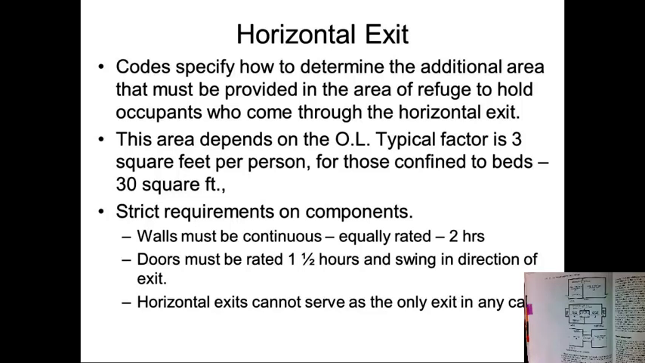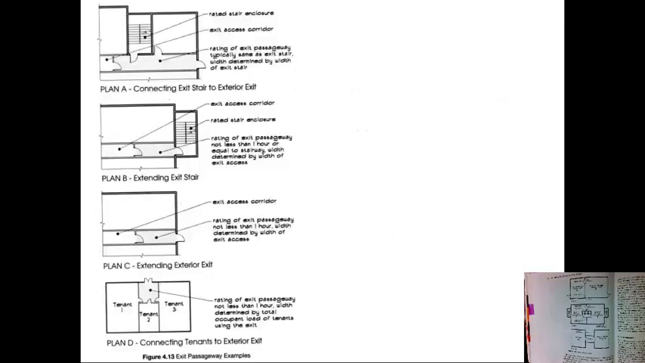Strict requirements on components. Walls must be continuous. They must be equally rated 2 hours, and doors must be rated 1.5 hours and swing in the direction of exit. Remember, horizontal exits cannot serve as the only exit in any case. There has to be an additional one.